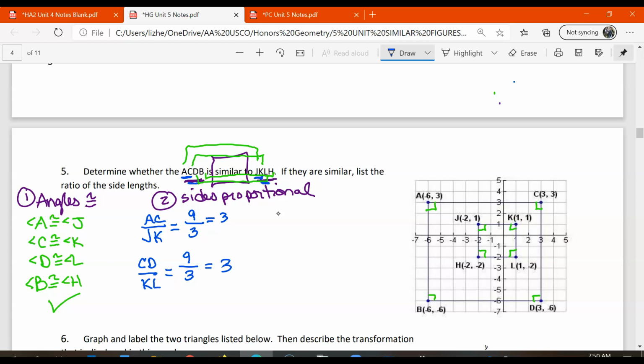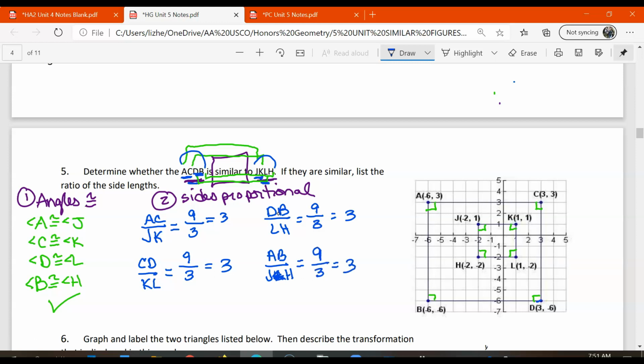Next, we're going to do DB to LH. So DB again is from here to there, which is 9. LH is 3. So we get 3. And then the last one is going to be A to B. Goes with J to H. Not J to K, J to H. And A to B is 9. And J to H is 3.